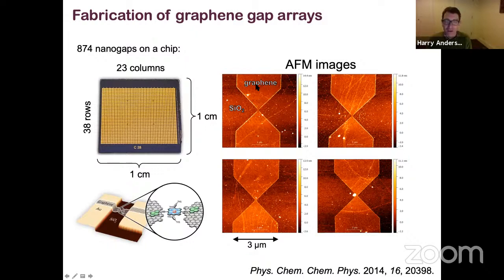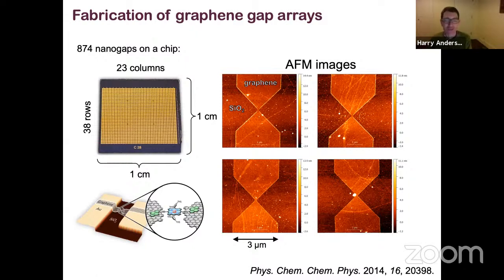apply a voltage and measure the current flowing between the 2 parts, until we can just burn a little gap about 2 nanometers wide in the center of this constriction, and then deposit the molecule across that gap. And this is not a very reliable process. So we have to make these chips which have 874 of these nano gaps, and we deposit molecules across the whole lot and then automatically measure them.